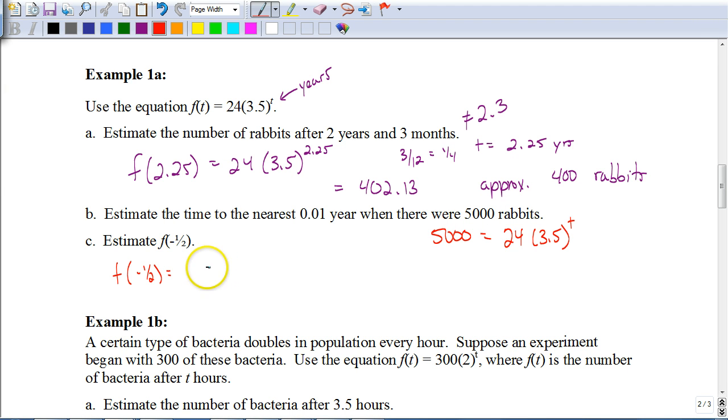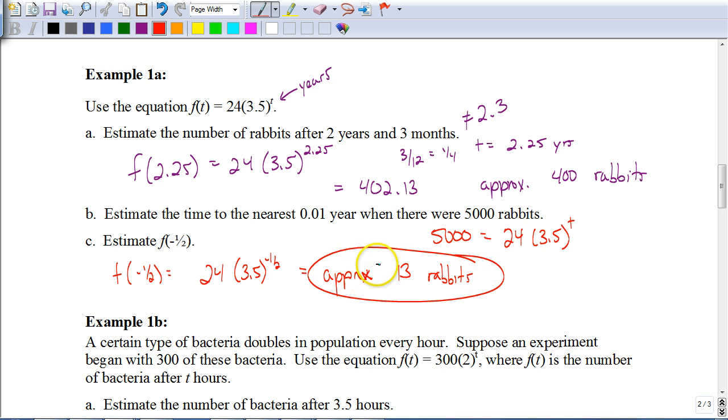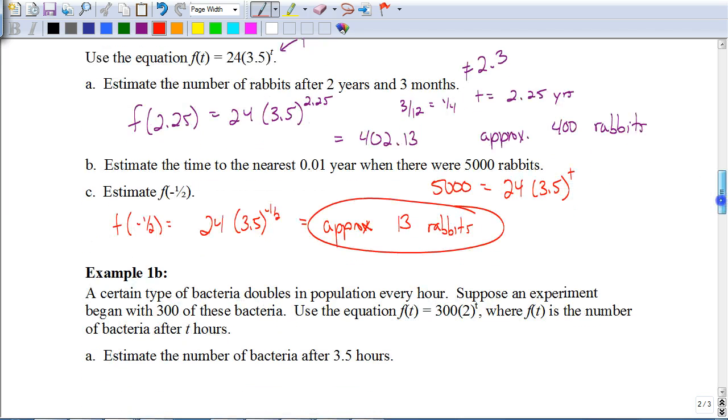So to set that up, it's going to be 24 times 3.5 to the negative 1/2 power. So again, negative numbers in this case are not going to mean that we get a negative answer. It just means that we're going back in time. So when you do it on your calculator, you get approximately 13 rabbits. So that's all you do in 1A.